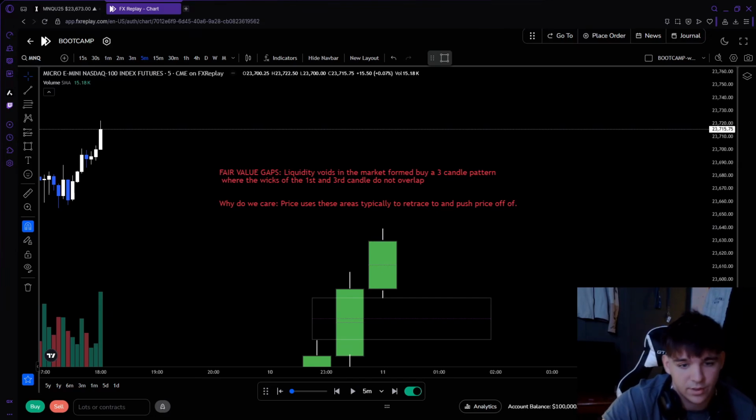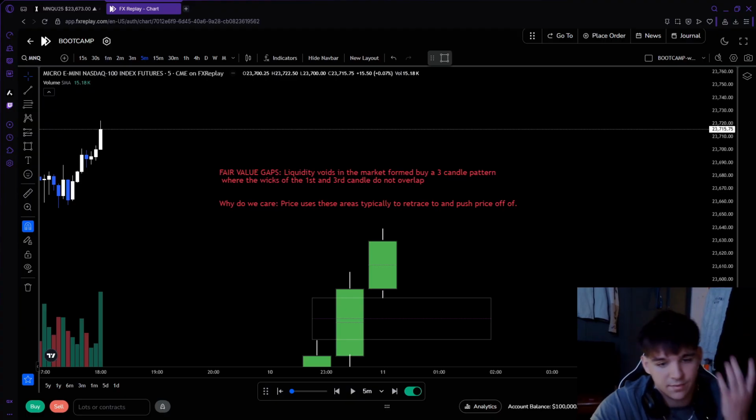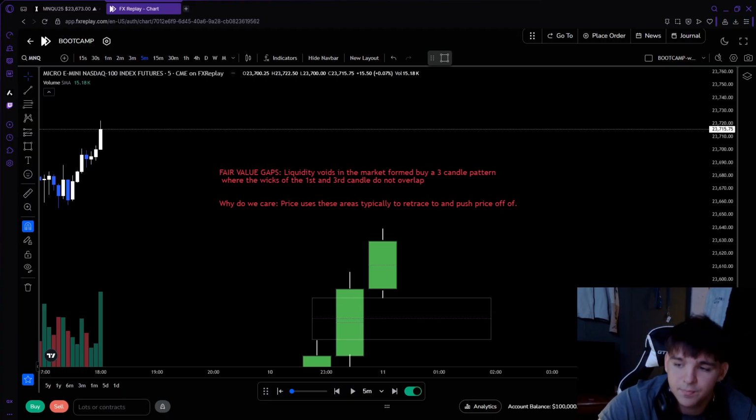How I trade my model, and a lot of other ICT traders trade theirs as well. This is one of the fundamental core concepts. So this is day 5, and we're going to be going over fair value gaps. What are fair value gaps?